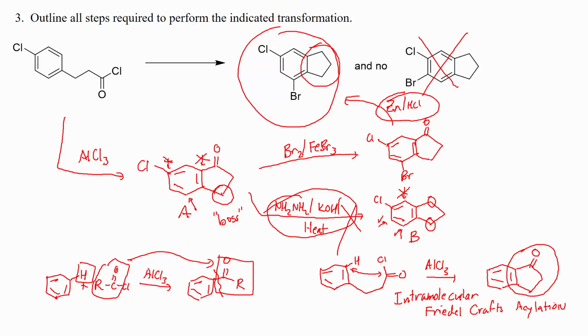We want to go aluminum chloride first to make the cyclic compound, brominate to put bromine in exactly the right place, and do a reduction of the C double bond O using the Wolff-Kishner or Clemmensen reduction to get the final product. Okay, a lot of people did not see the intramolecular Friedel-Crafts reaction.